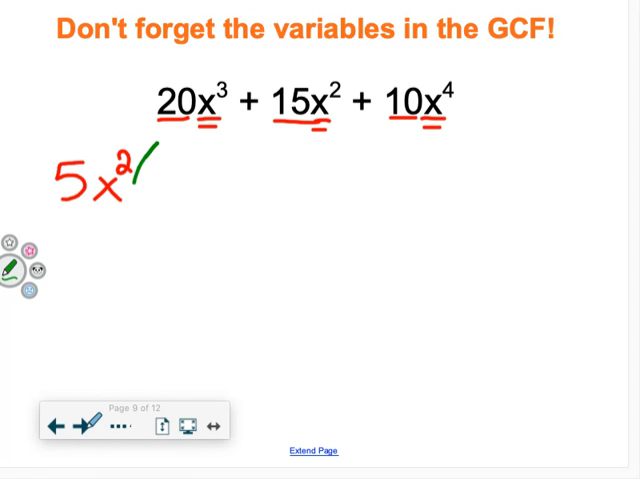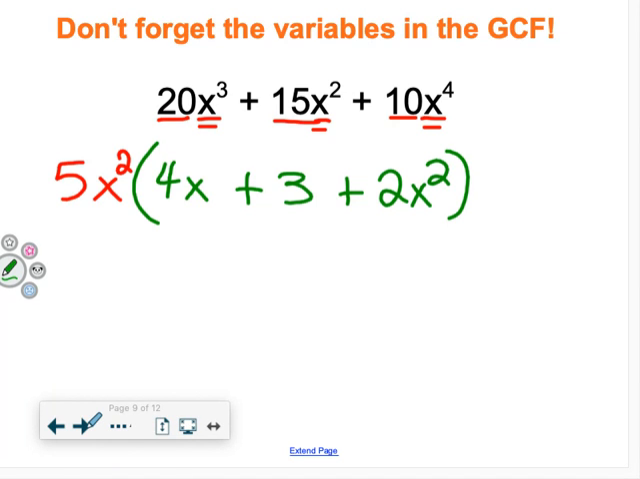So if we do this, now we're going to divide each term. 20x to the third divided by 5x squared. I'm going to go through this one a little quicker. We get 4x. 15x squared divided by 5x squared is 3. And then 10x to the fourth divided by 5x squared is 2x squared. So now we have our answer here. This is a correct answer.